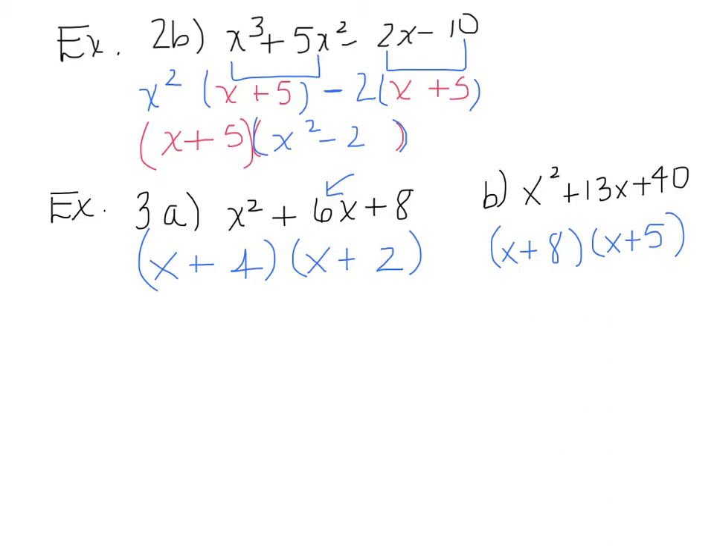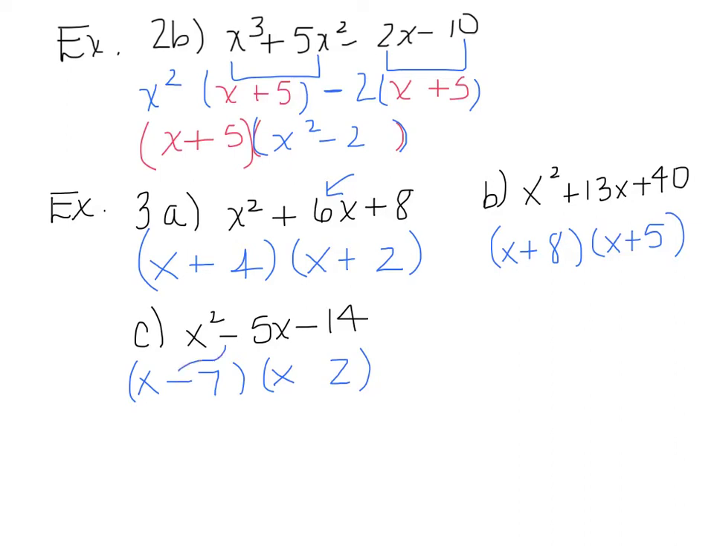And even if you have like a negative, okay, you need an x and an x to make your x squared. And now we need a negative 14. So we have 1 and 14, 7 and 2. 7 and 2 are the only two that'll work. And since we have to add them together to get negative 5, the bigger number takes this sign. And then you're done.